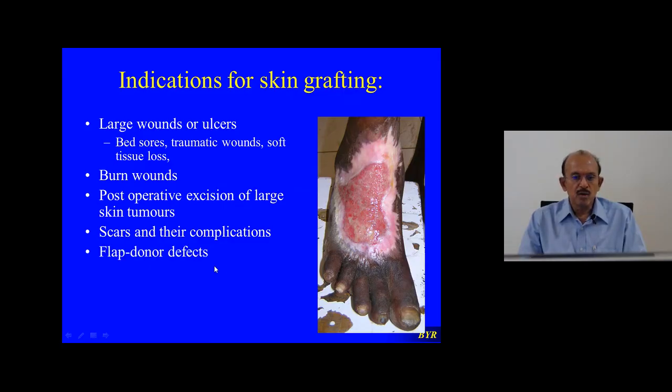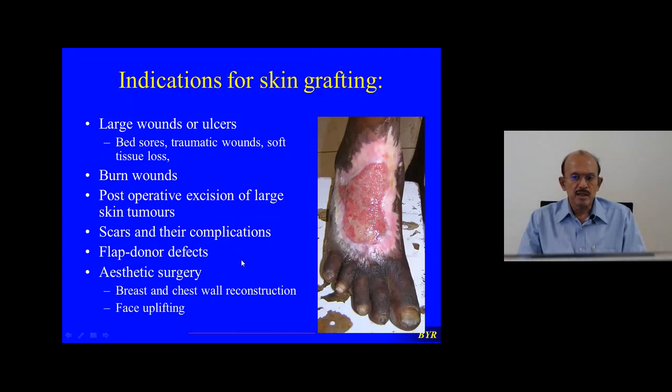Then flap donor defects. Sometimes you take flaps, and whenever you take a flap, there will be a defect. That defect can be closed by, again, skin grafting. It may be confusing for you here, but after 5 or 6 slides, you will understand what is a flap, what is a graft. Then for aesthetic surgery, skin grafting is done. Breast and chest wall reconstruction, then face uplifting.